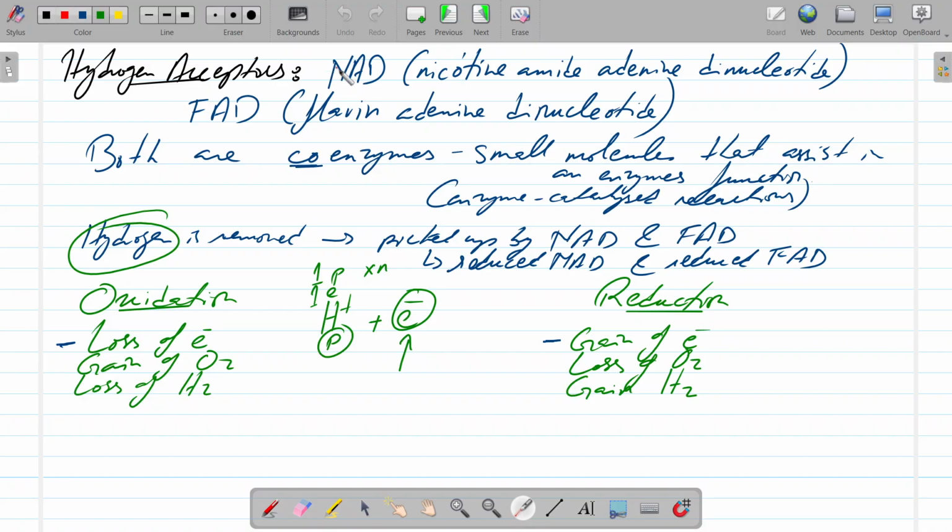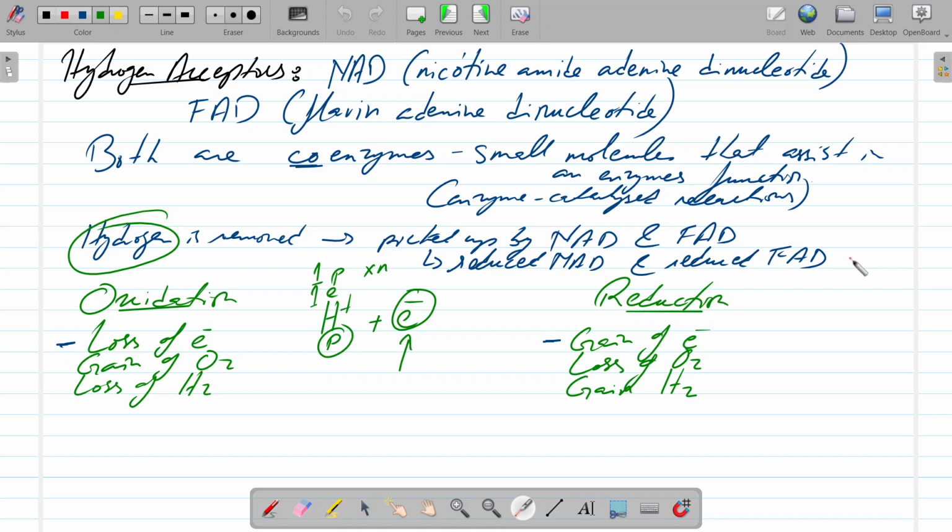We came across, in fact, right, hydrogen acceptors. So we've got NAD, which is nicotinamide adenine dinucleotide, and then FAD, flavin adenine dinucleotide. Both of these are coenzymes, so they assist enzymes in enzyme catalyzed reactions. And when hydrogen is removed in the process of glycolysis, they're picked up by either NAD mostly or FAD, and these become reduced NAD and reduced FAD, and they move on to the last part of the process, which is the electron transport chain.